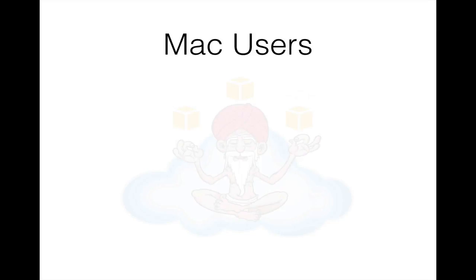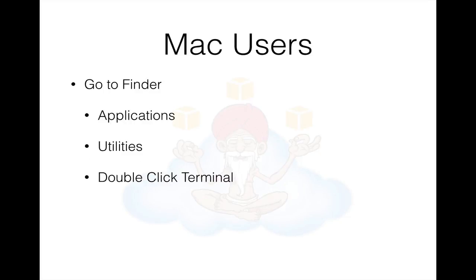Mac users, this is how you get to an SSH terminal. You need to go to Finder, and then you click on Applications, and you scroll right down to the bottom of Applications, and you'll see a folder called Utilities. And inside that Utilities, you'll see a file called Terminal. If you double-click that, you'll be able to launch a terminal window. And this is how we're going to connect to our EC2 instances.